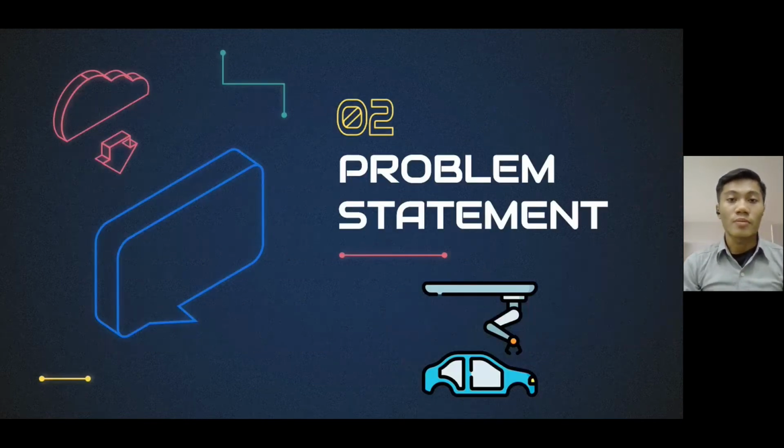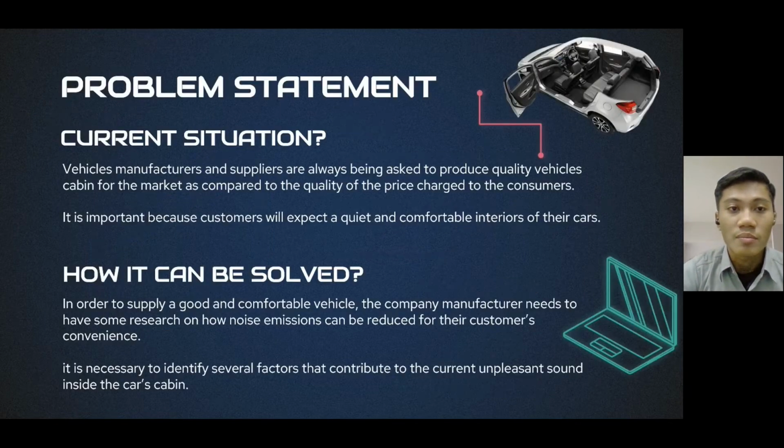Next, we go to the problem statement. For the problem statement, the current situation for this issue is vehicle manufacturers and suppliers are always being asked to produce quality vehicle cabin for the market as compared to the price charged to the consumer. So it is important because customers will expect a quiet and comfortable interior of their cars.